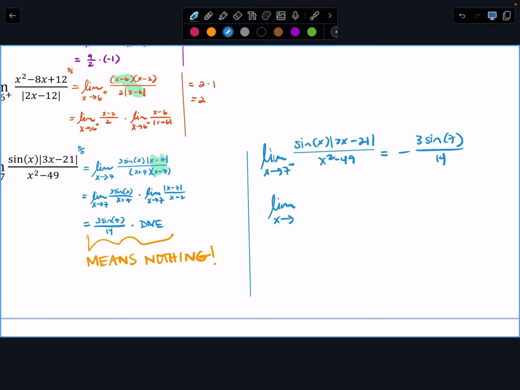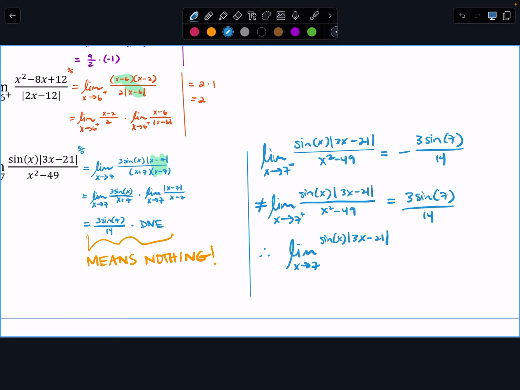And then we've considered the limit as x approaches 7 from the right. And we're like, it's going to be similar, but if we're considering the limit of Jumpman from the right, we would get +1. So this would be equal to the positive 3 times sine of 7 over 14, which is not equal to the left-sided limit. And therefore, the two-sided limit is D and E. That would be appropriate justification for the limit being D and E.